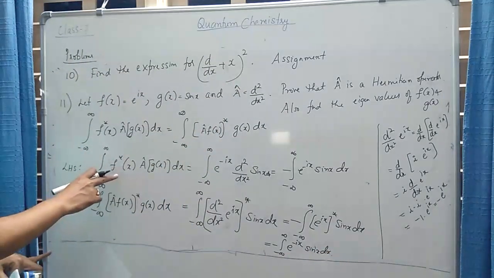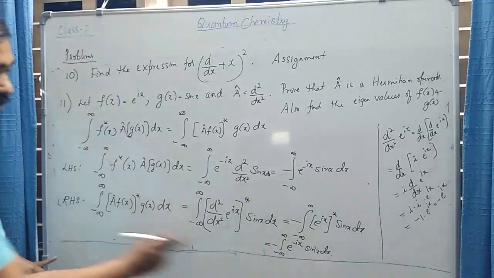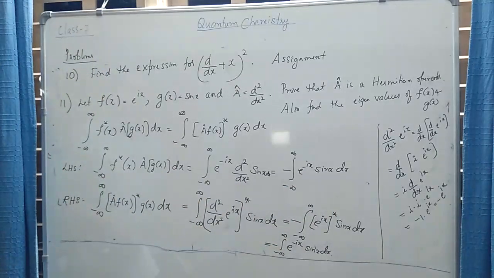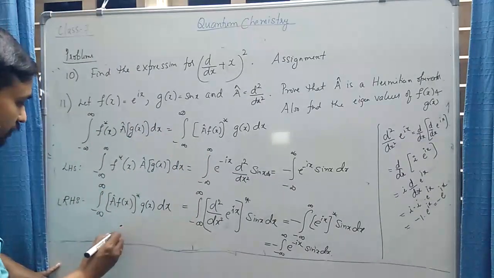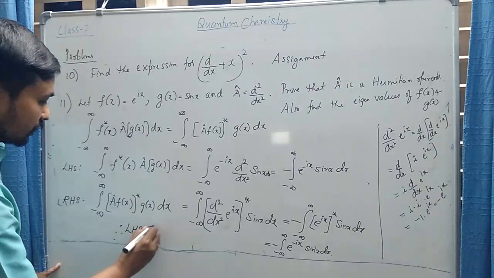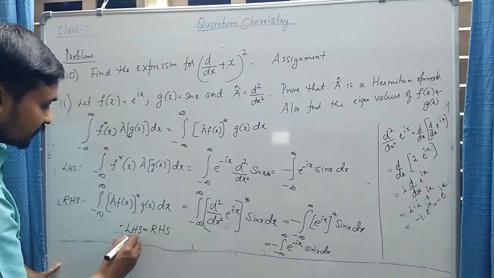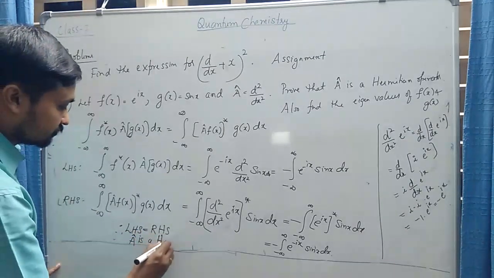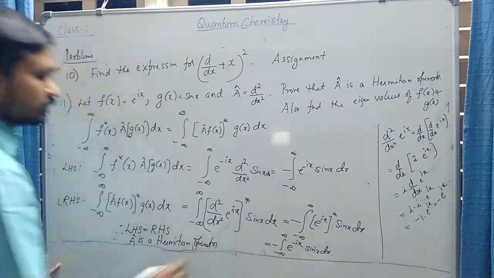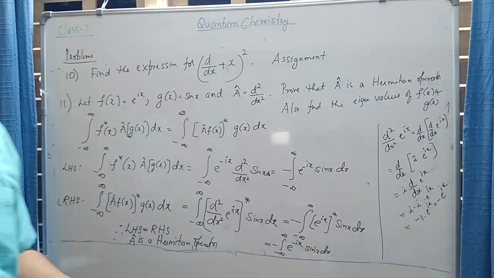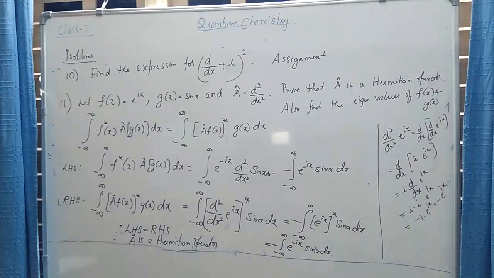So the LHS term and the RHS term are equal to each other. So we have proved the condition, therefore A is a Hermitian operator. Therefore LHS is equal to RHS, which means that A is a Hermitian operator. And remember, I told you two important properties of a Hermitian operator. Out of them, the important one is that the eigenvalue of a Hermitian operator is always real, whether the function is a complex or a real function.